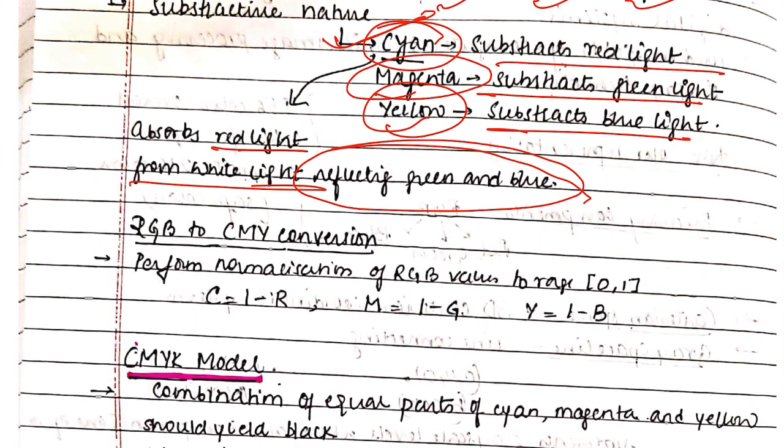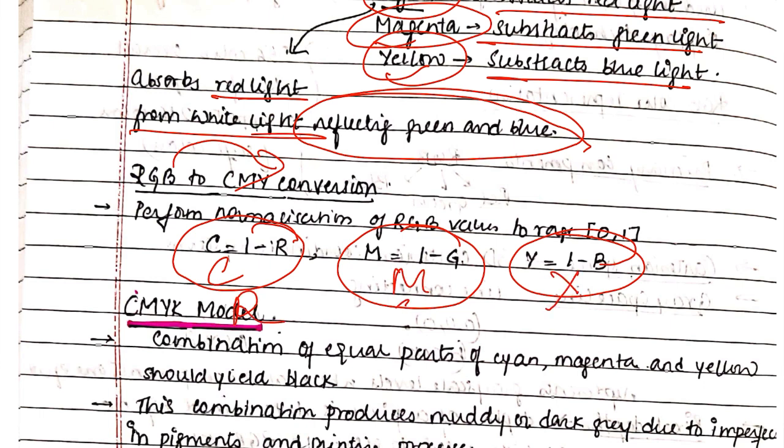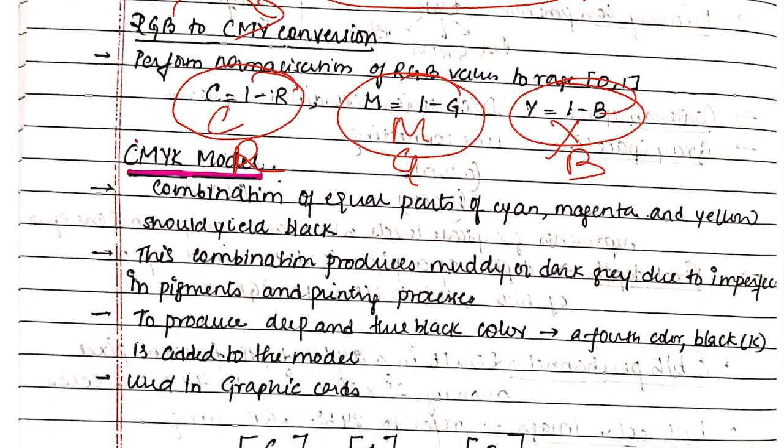So what are the conversion techniques, RGB to CMY? In order to convert an RGB model to a CMY model, you perform some normalization techniques. Normalization will mainly range in the value of 0 to 1. So C is equal to 1 minus R, M is equal to 1 minus G, Y is equal to 1 minus B. So similar to C, M, Y, it is R, G, B.